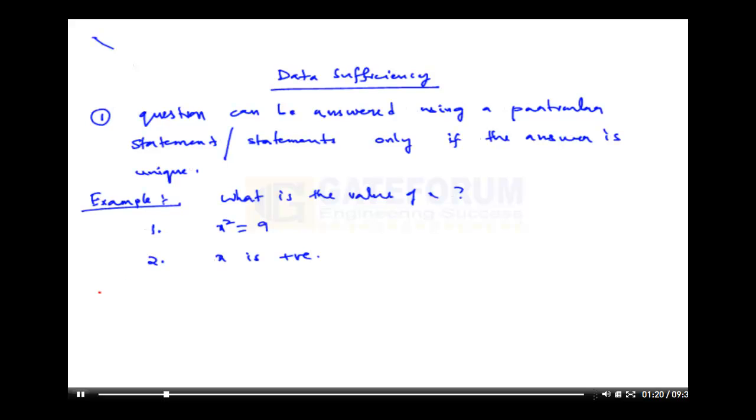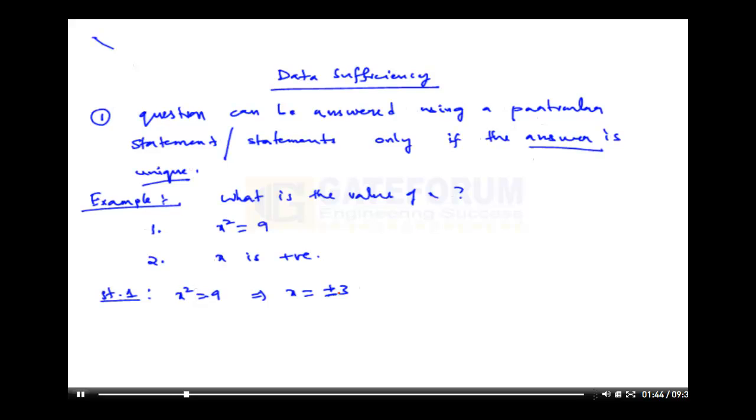Now, first we will check with statement 1. Statement 1 says that x square is equal to 9. That implies x can be plus or minus 3. Therefore, two answers are there for this. It can be plus 3 or minus 3. According to the given direction, the answer should be unique. Therefore, first statement alone is definitely not sufficient.